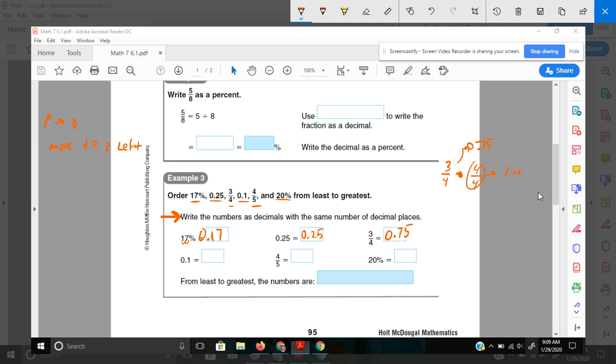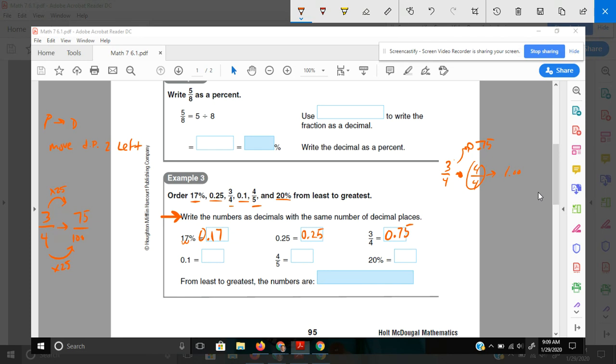0.75. If you didn't know that, another way you could think of it is you're trying to get your denominator to 100 because percents are out of 100. Well, how do you go from 4 to 100? Well, you multiply by 25. And if you do the same on top, multiply by 25, you get to 75 over 100. Same thing as 0.75.